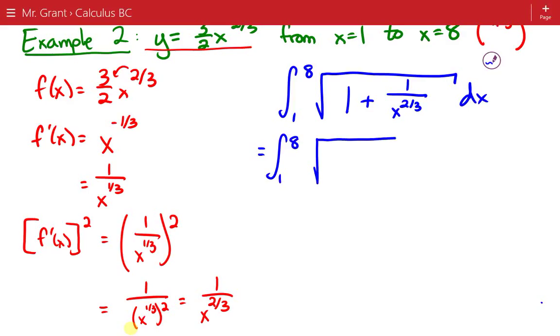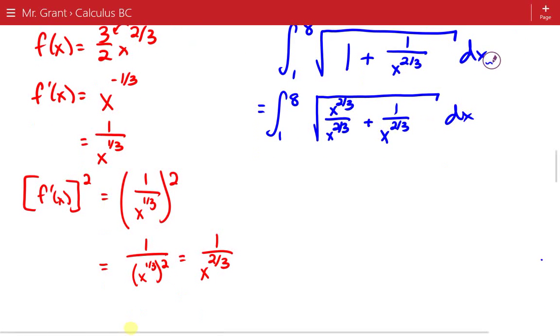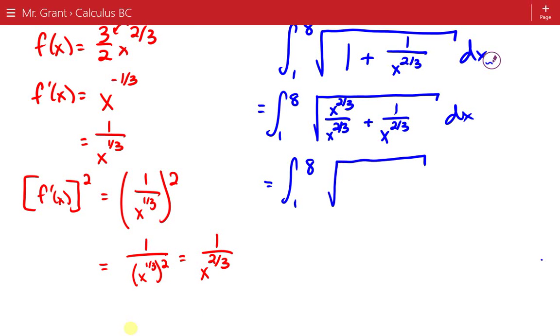So we end up with something like this. We get x to the 2/3 over x to the 2/3, plus 1 over x to the 2/3 dx. And we have those common denominators now, so we can add together. And maybe it looks a little bit more simplified. x to the 2/3 plus 1 over the common denominator.